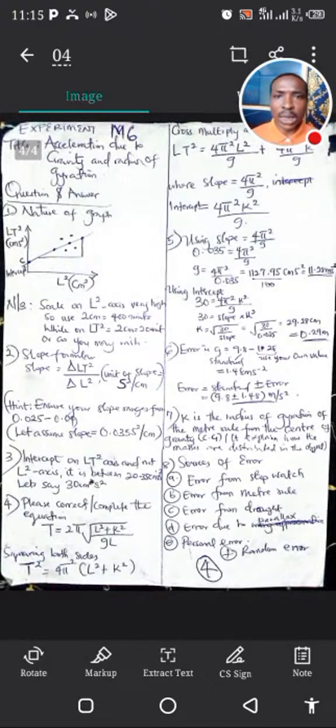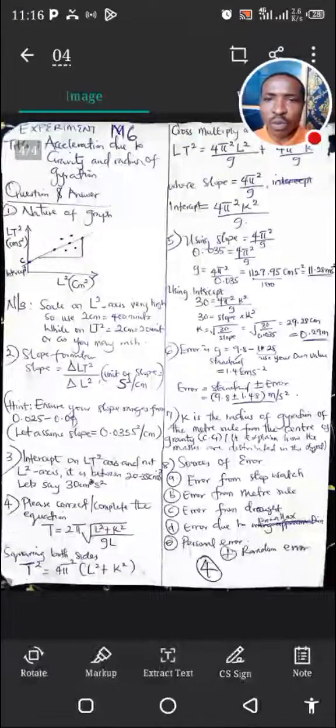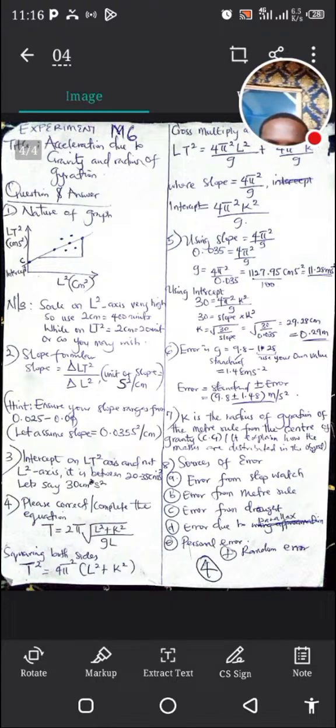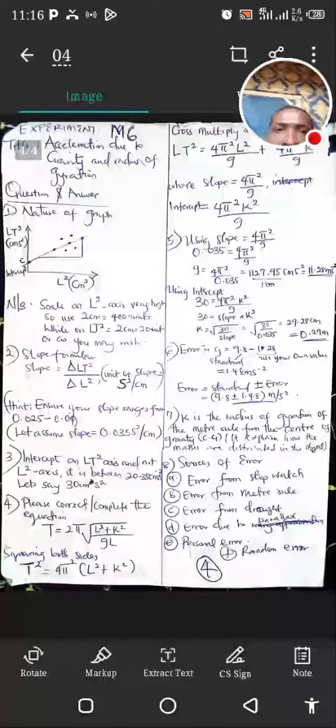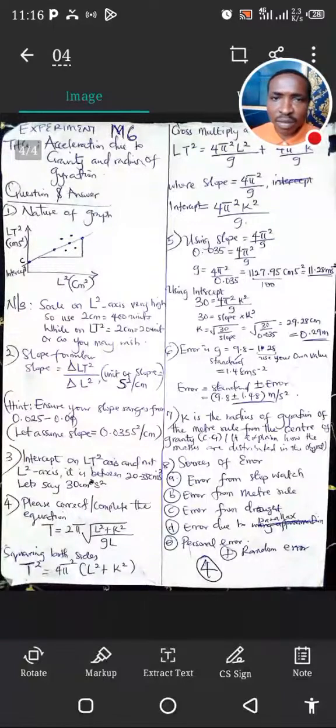All right, so experiment: acceleration due to gravity and radius of gyration. So, the nature of the graph. This is the nature of the graph that I have for now. Normally this graph is supposed to pass through the origin, but due to the values that we skipped, the graph is going to have an intercept on the negative L square axis, because we were asked to find the intercept on the negative L square axis. If you go back to the question, we're asked to find the intercept on the negative L square axis.